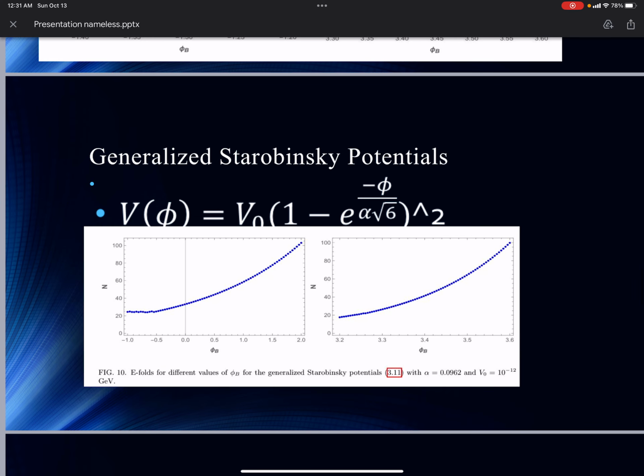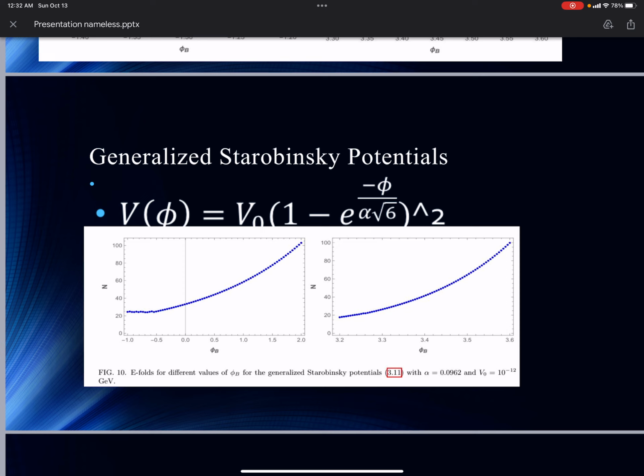And then naturally, there's a generalized Starobinsky potential. You can kind of see that potential there, which is good. And it actually reduces down to our previous Starobinsky potential for appropriate values of alpha and V naught. I don't remember what those values are, but you can actually get back to the potential we just discussed. This is also a potential that pops up a lot in string theory and supergravity theories. So it's kind of interesting to take a look at and see what happens.